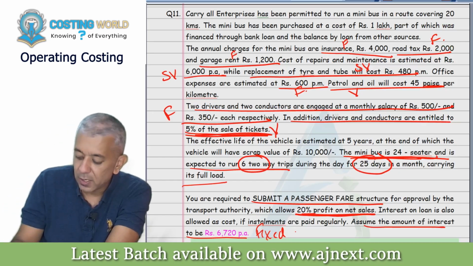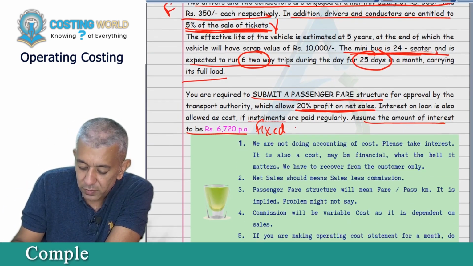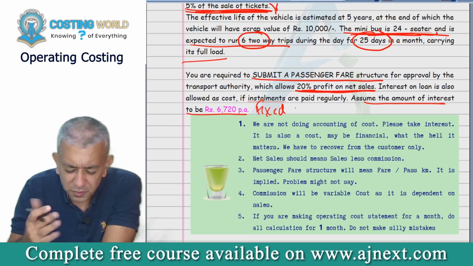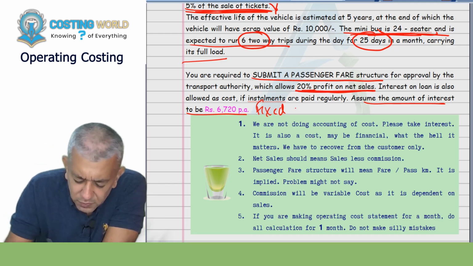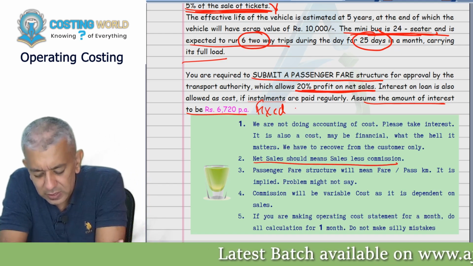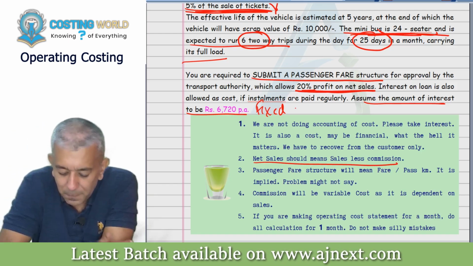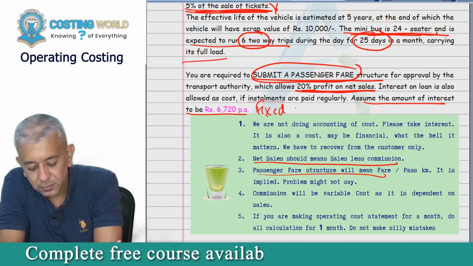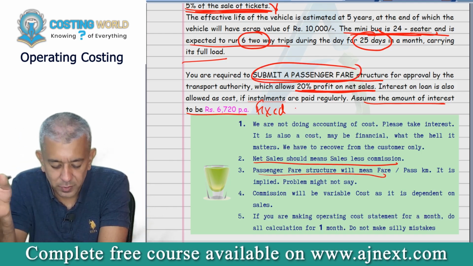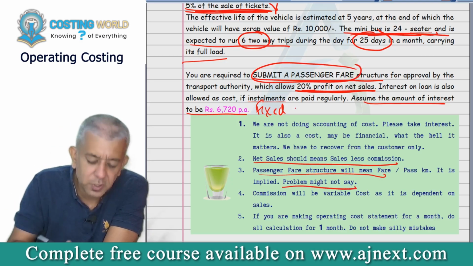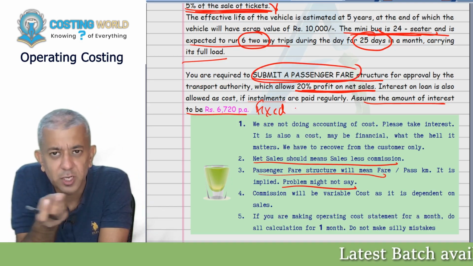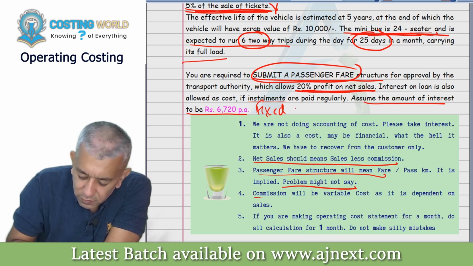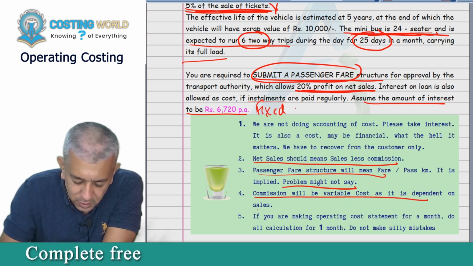So question number 11 is done. Now what I have written in short over here. First point you all can ignore for the timing. Second, net sales means sales less commission. Passenger fare structure means fare per passenger kilometer. It is implied. Problem might not say. That's what I told you. If it's a question on a company which transports passengers, it will be fare per passenger kilometer. Commission will be variable cost as it is dependent upon sales.